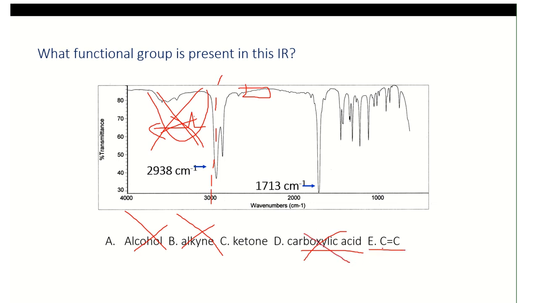And so we're left with these, because this is in the double bonded region. However, note that this is a very intense, very strong peak, and so this can't be a C double bond C. It is definitely a ketone. Make sense?